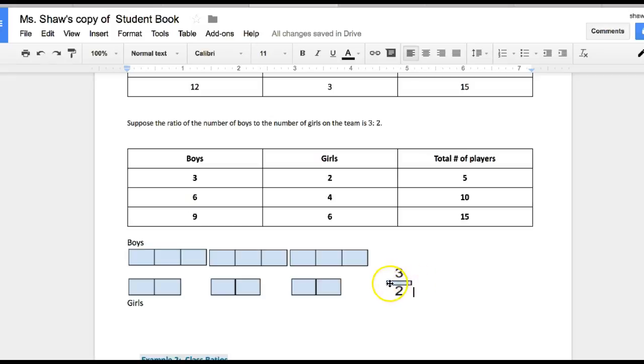And the fraction bar, if you remember, means division. That's why when we say that a ratio is a comparison of 2 numbers by division, we're referring to it when we talk about it in terms of its fraction form.